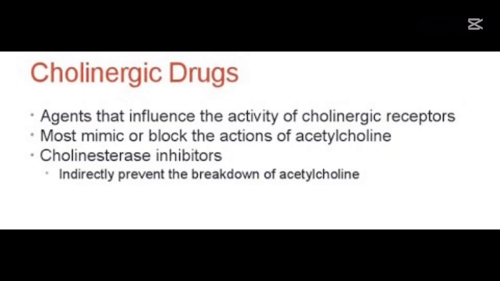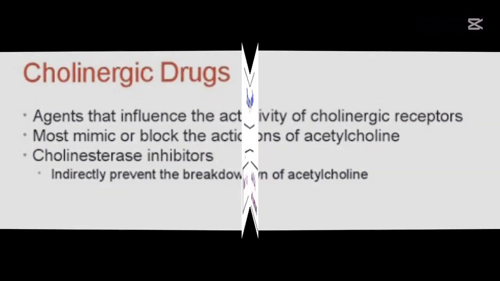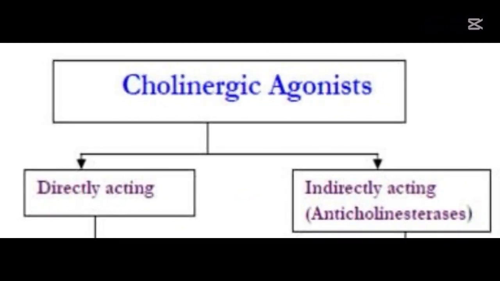So now we can divide the cholinergic agonists, or cholinergic drugs, into two. We can have the direct acting, or we can have the indirect acting. Don't forget, I told you that they can either bind to the receptor directly and act as acetylcholine, or they can inhibit the acetylcholinesterase or butyrylcholinesterase enzyme. So the cholinergic agonists can be divided into two, which is what? The direct acting and indirect acting.